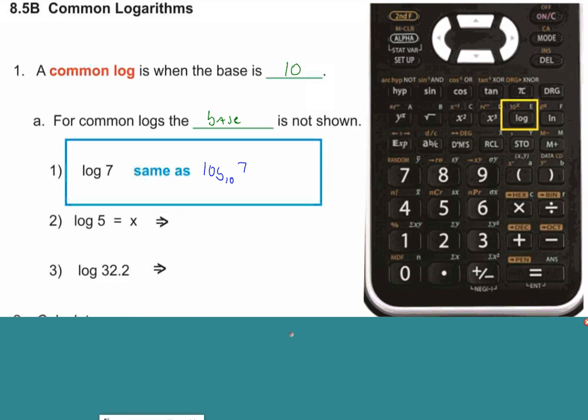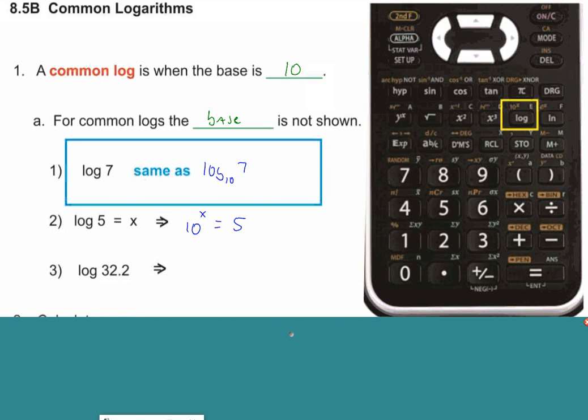All right, so number two is simply going to be what? If we switch forms on this, so again, think of switching forms. What's the base? In this case, not shown. It's base 10. Logarithms are exponents, so the exponent is x. And what does it equal? It equals 5, right? So that is 10 to the x equals 5.